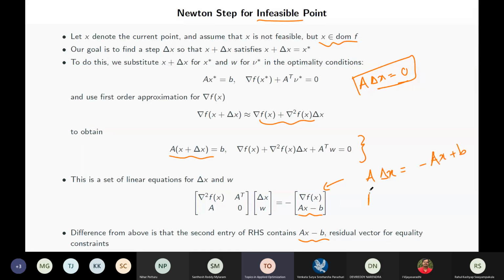Now I can take a common factor here. So A(x plus delta x) is equal to b, right? So basically it's a small trick and that takes care of this. So that takes care of the equality constraints that must be satisfied. And so that will work for the infeasible case.